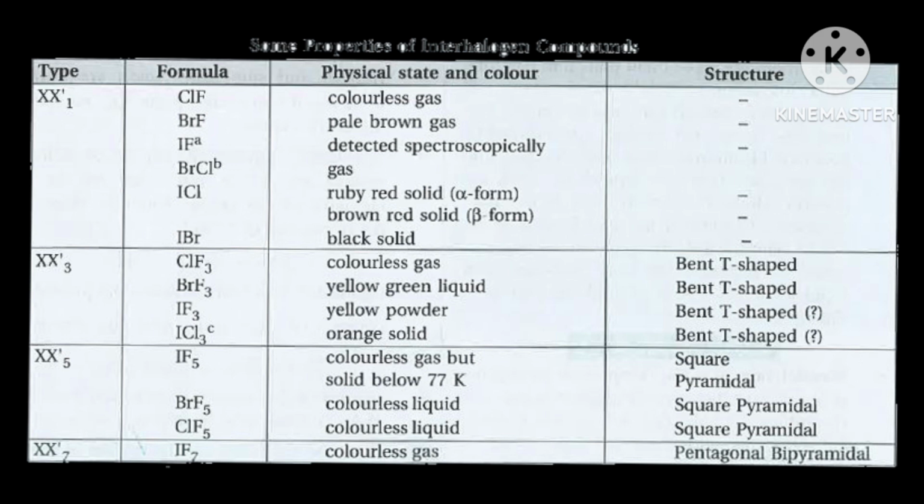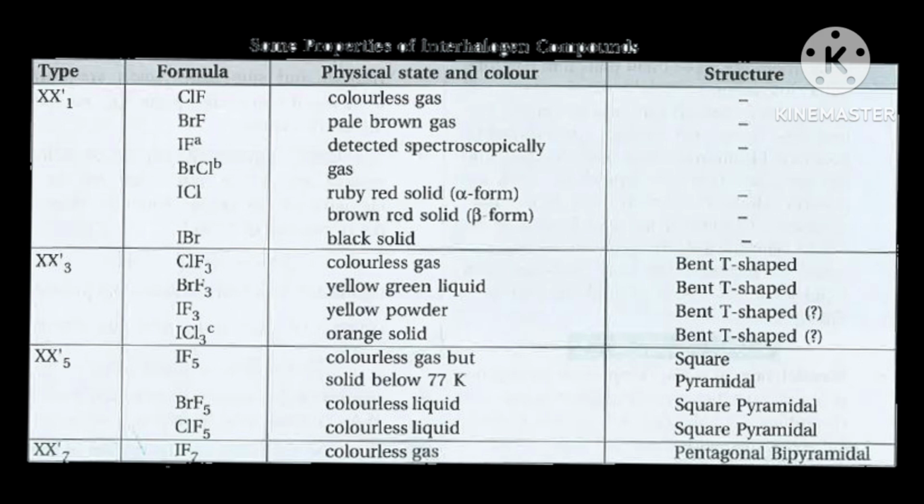Now the conditions start. When X' is there, it will give hypohalite, and halite when X'3 is there, and halate when X'5 is there, and perhalate when X'7 is there.